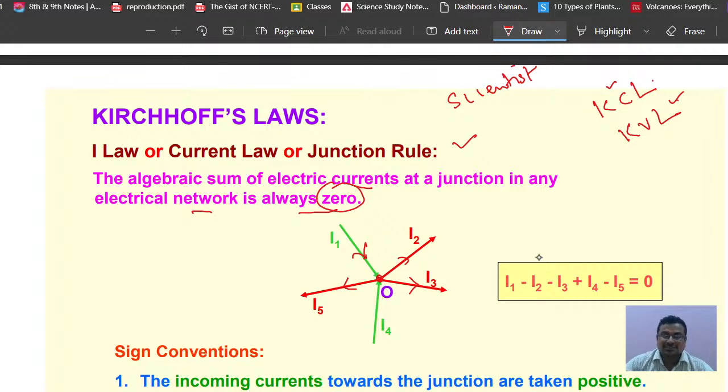Incoming current toward the junction is taken as positive and outgoing is taken as negative. Here I1 and I4 are incoming, so they are taken as positive. I2, I3, I5 are negative. So the sum of this is zero. So the algebraic sum of current at a junction in any network is zero. This is called the junction rule. This is called Kirchhoff's first law, Kirchhoff's current law, because it was discovered by Kirchhoff.